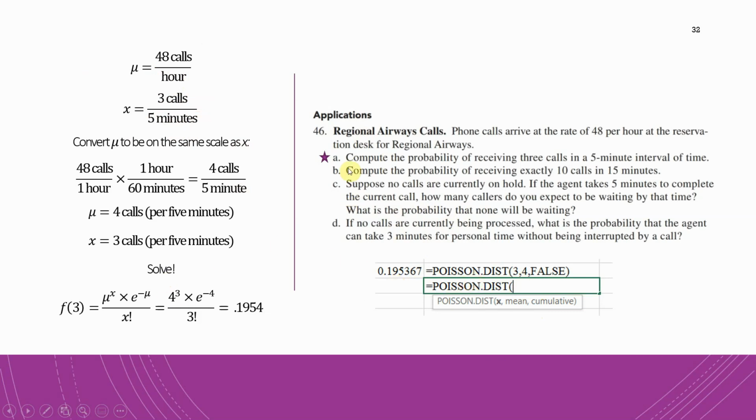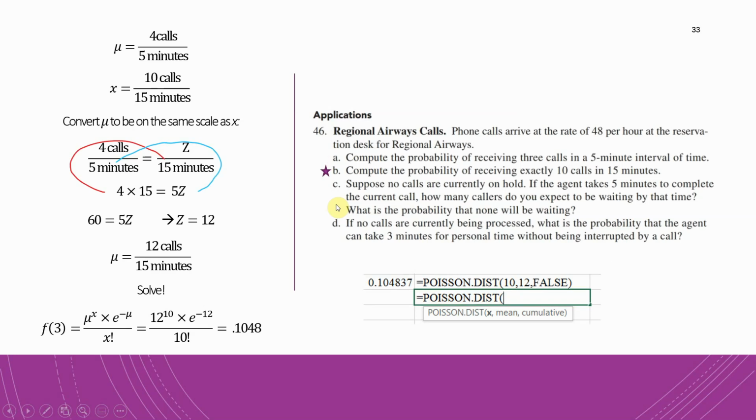So let's do another example. Let's do B just to make sure that this is clear. So now we have the same rate. We found that before. We already converted it to 4 calls per 5 minutes. Let's just leave it there for right now. Now we want to know the probability of receiving 10 calls in 15 minutes. So now our interval is changed.